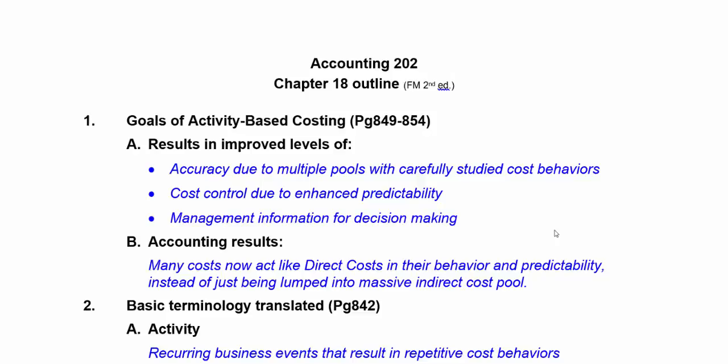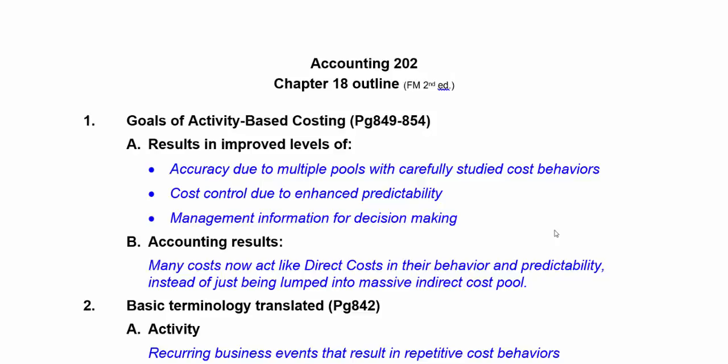This video will tell you about the Chapter 18 notes. You can use your blank Chapter 18 notes and fill in everything listed in blue here while listening to this video to get a better understanding about the topic in Chapter 18, which is ABC, or Activity-Based Costing.